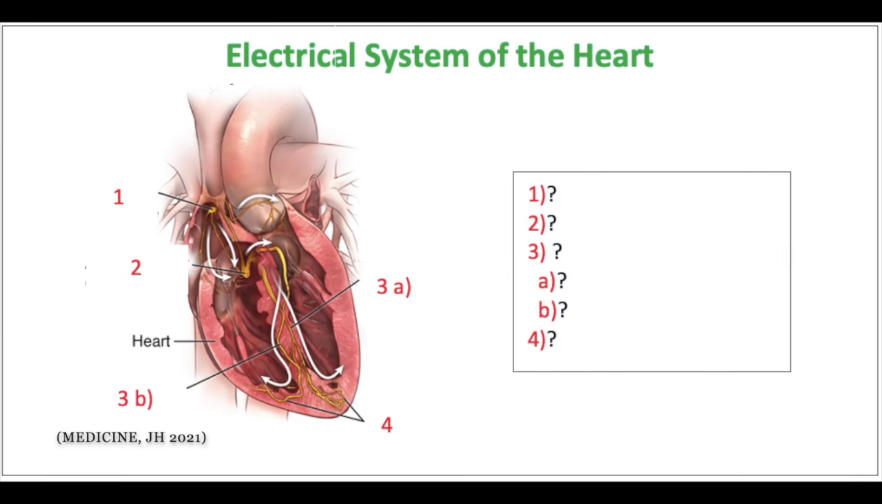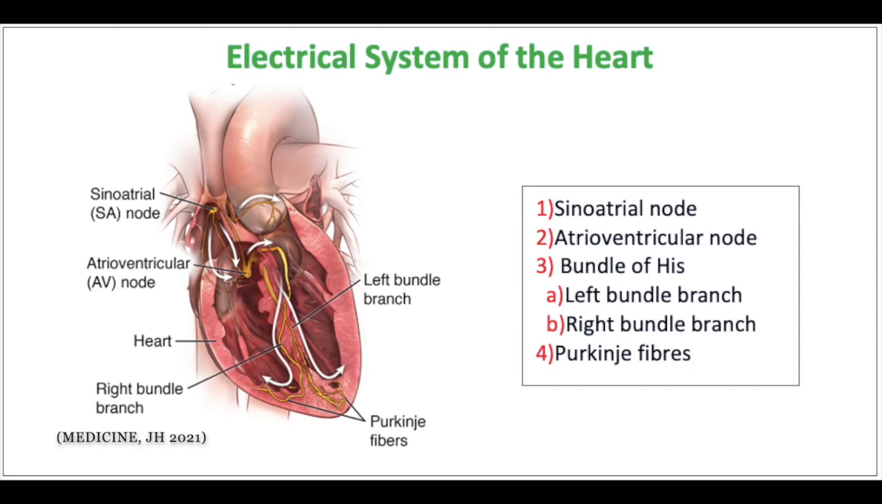Before we begin, let's start with a preliminary quiz. Have a go at labelling the different components of the electrical system of the heart. In order of conductance, we have the sinoatrial node, the atrioventricular node, the bundle of His composed of the left and right bundle branches, and the Purkinje fibers. If you are unsure about this question, have a go at reviewing some cardiac physiology before proceeding with the video.